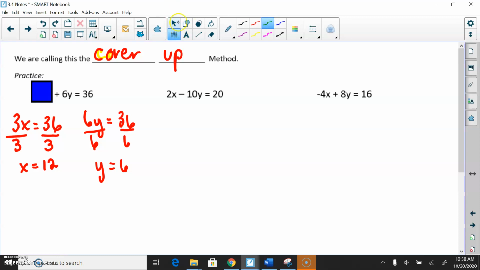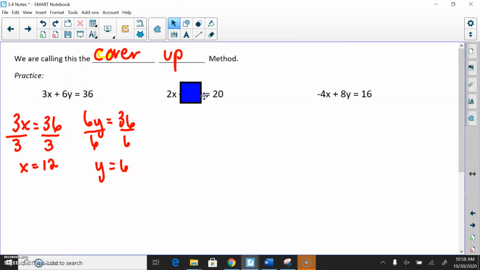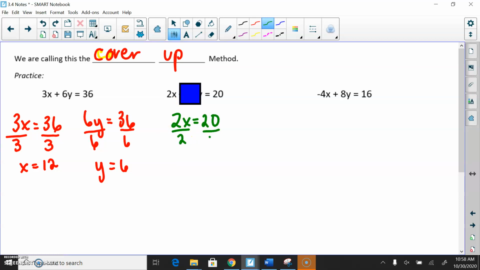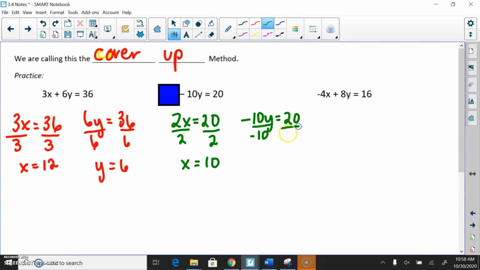I can do the same thing on the next one. I'm going to cover up this term first, and I'm going to do 2x equals 20. Divide by 2. Get x by itself and get x equals 10. Then I can cover up the other term and do negative 10y equals 20. Divide both sides by negative 10. And I get y equals negative 2. So there's my x-intercept and my y-intercept. And then I could graph that equation.